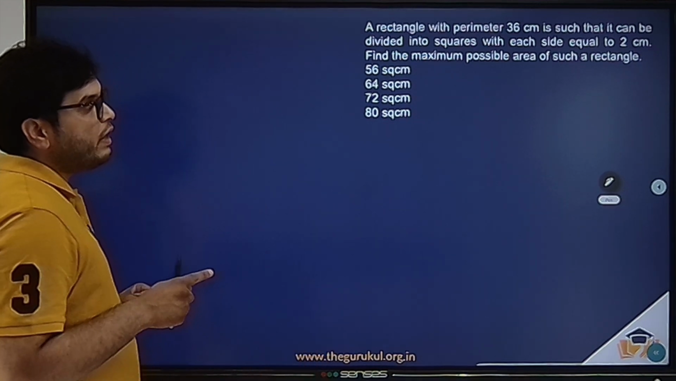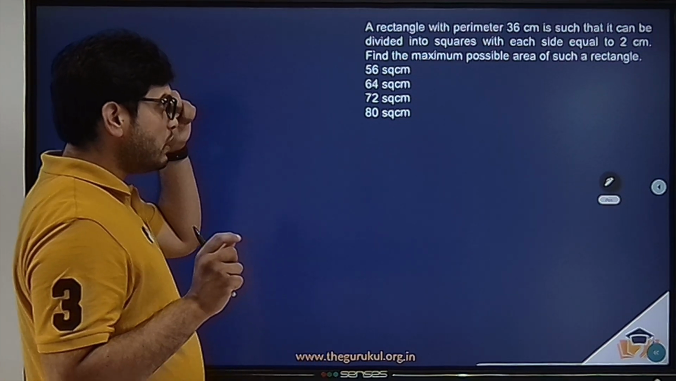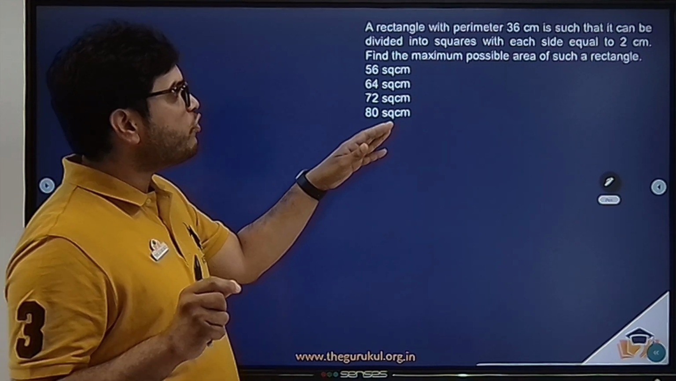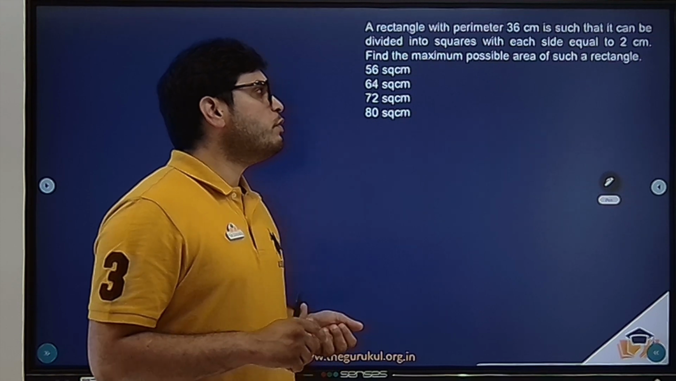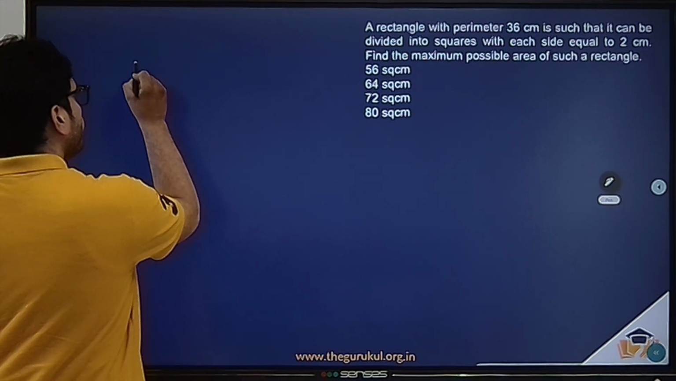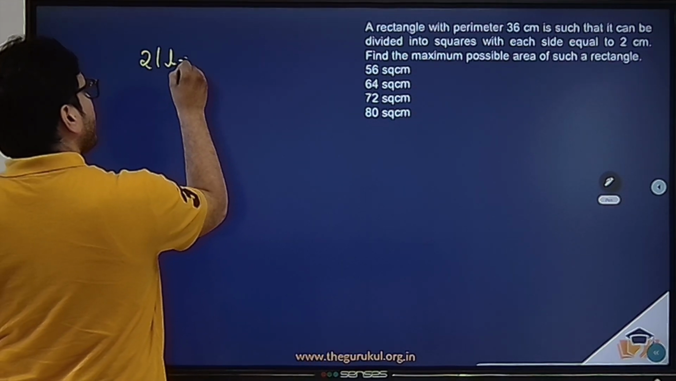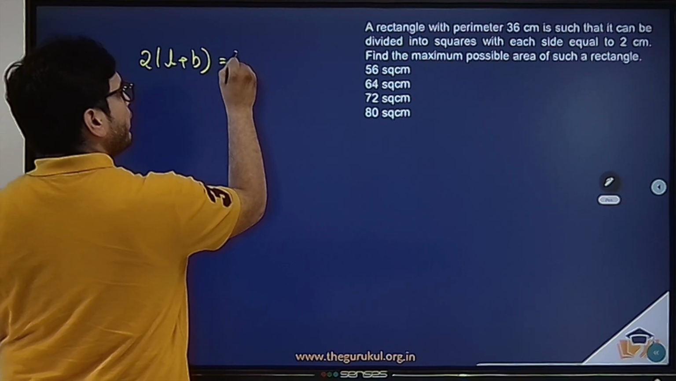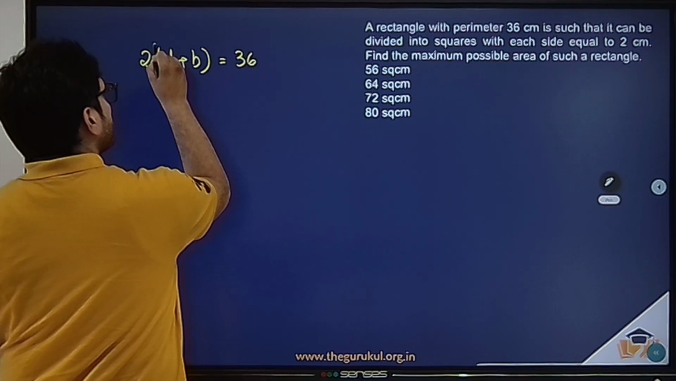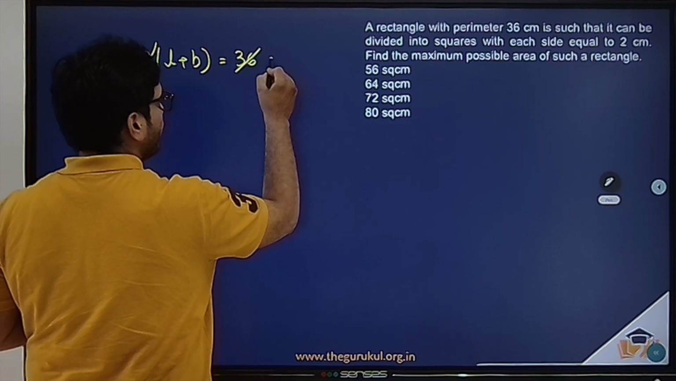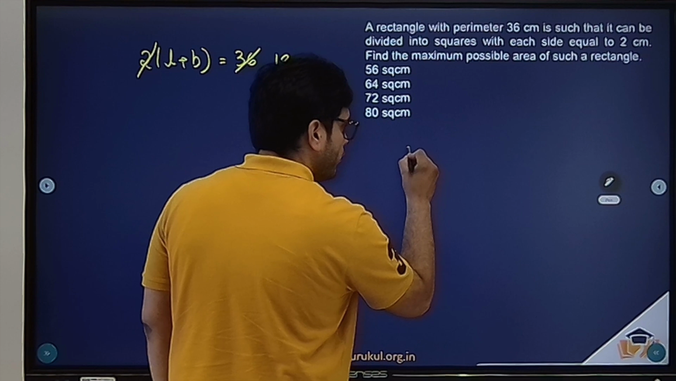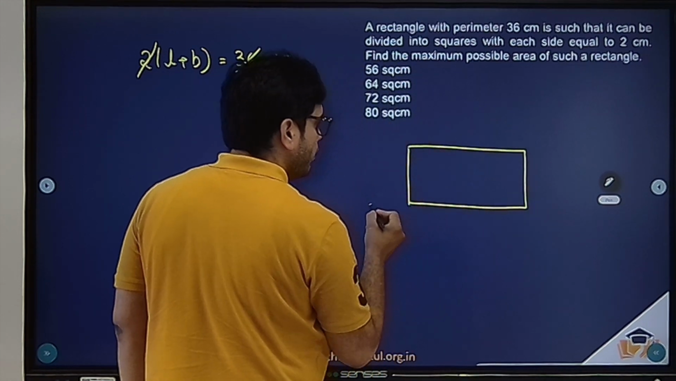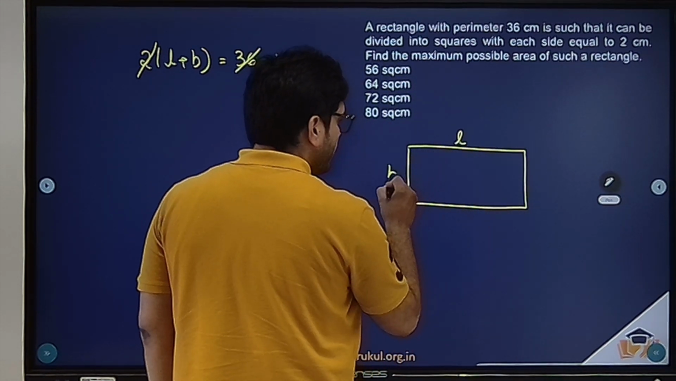A rectangle with perimeter 36 centimeters is such that it can be divided into squares with each side equal to 2 centimeters. Find the maximum possible area of such rectangle. So you have the perimeter of the rectangle being 36 centimeters. So the sum of length and breadth should be 18. Right. So you have a rectangle. If this is L, this is B.